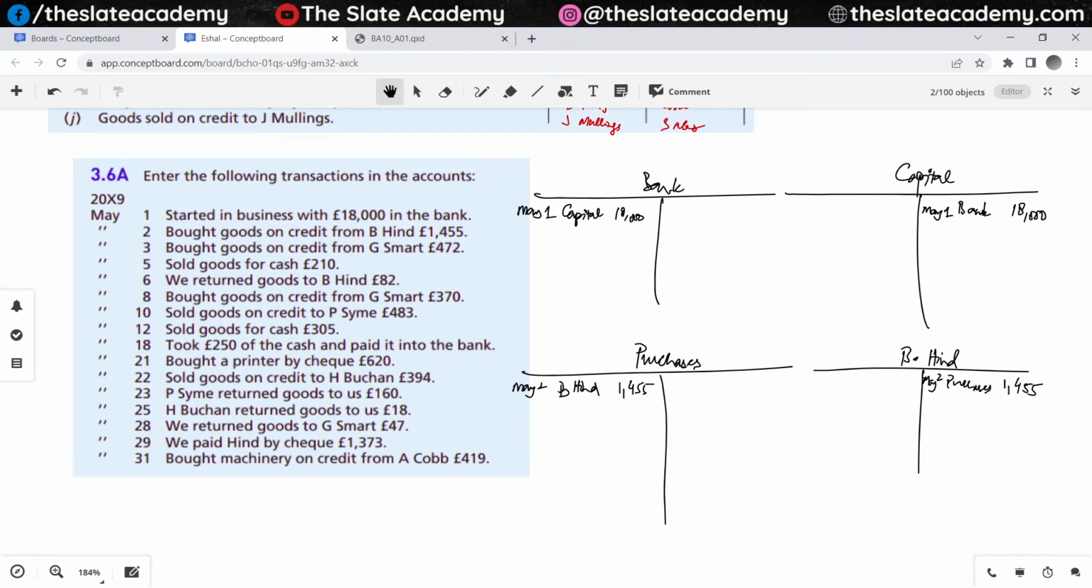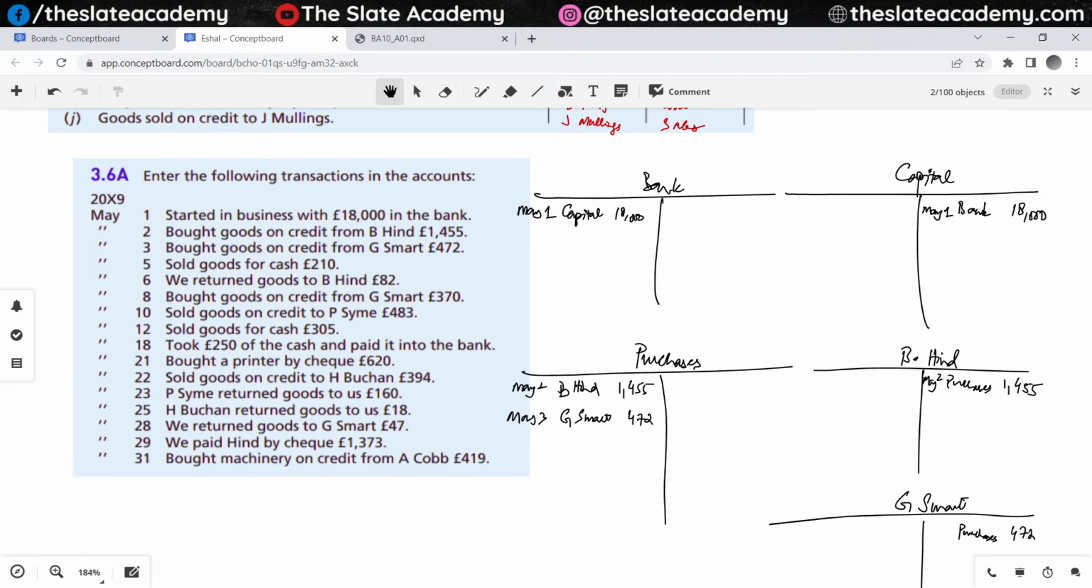The next one, bought goods on credit from G Smart. So again, purchases debit and G Smart credit. Purchases debit by 472. Here I'll write G Smart. Date is May 3. Here I'll open a G Smart account. Bought goods credit 472. Here I'll write purchases, and I'll write May 3.